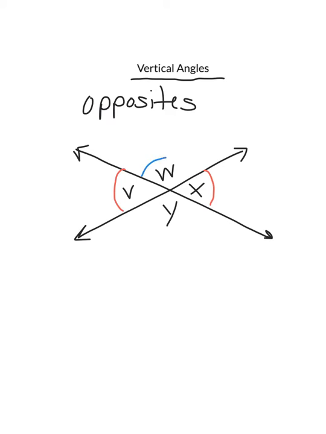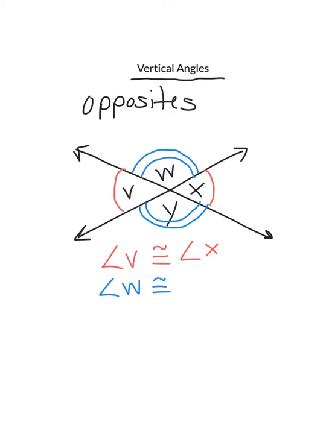The opposite of W is Y. Notice I'm marking them with these little arcs, which means W will have the same measurement as Y. So again, angle V will be congruent. That's the symbol for congruent, which means equal to angle X, and angle W will be congruent or equal to angle Y. So if I were to give you a measurement, I only really have to give you one measurement in the entire picture, and you could figure out all of the others.